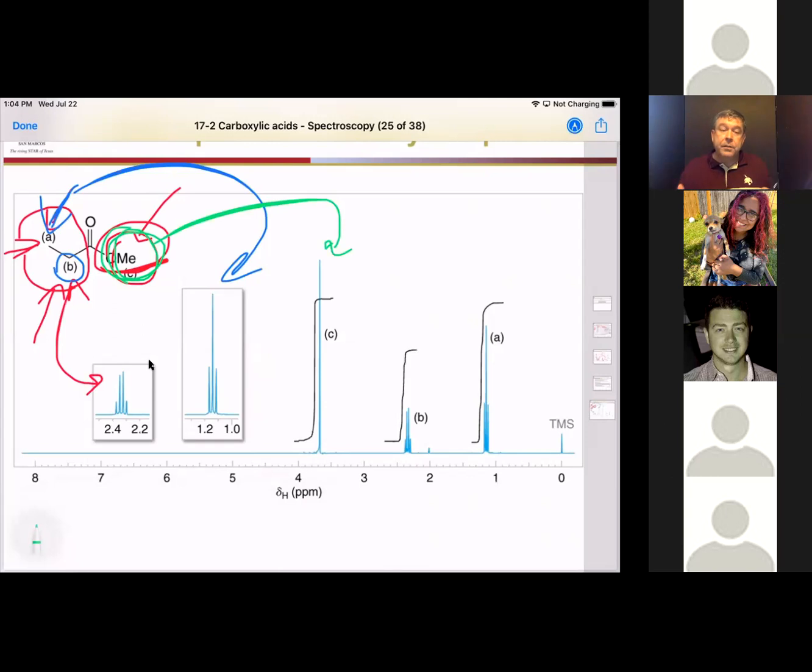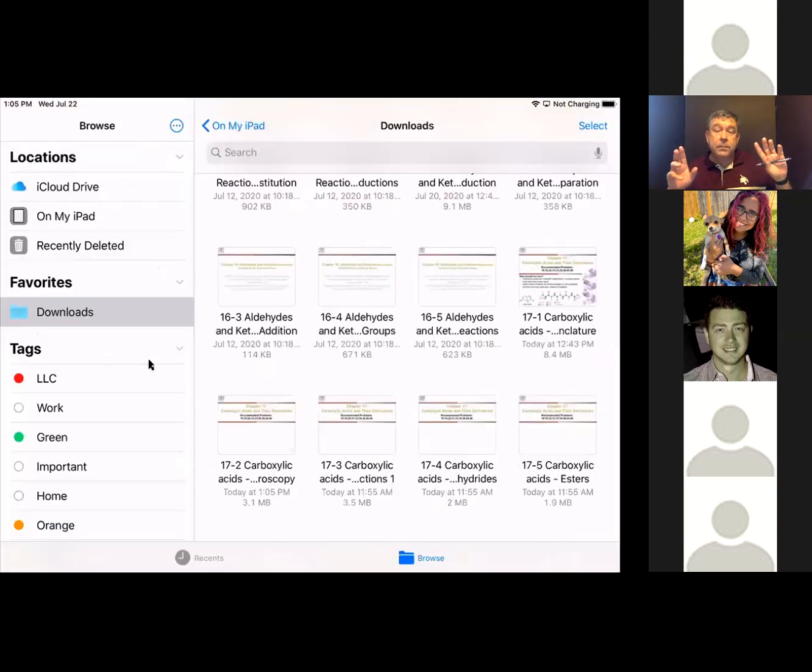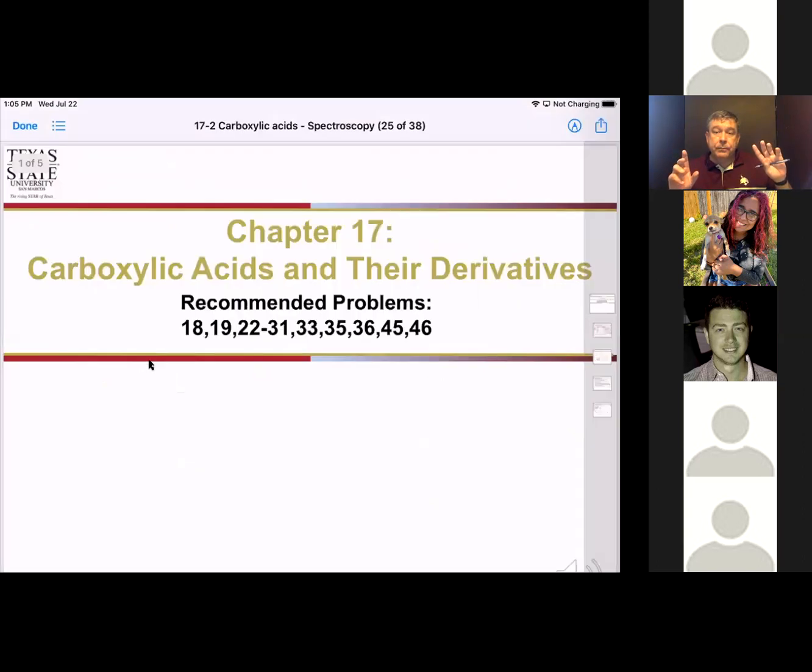So that's just a brief thing about carboxylic acids and carboxylic acid esters, where they show up in the IR, especially that carbonyl, has everything to do with what's bound to that carbonyl. Chlorides being the highest wave numbers, going all the way down to carboxylic acid salts at the lowest wave number. Okay. Questions about spectroscopy?